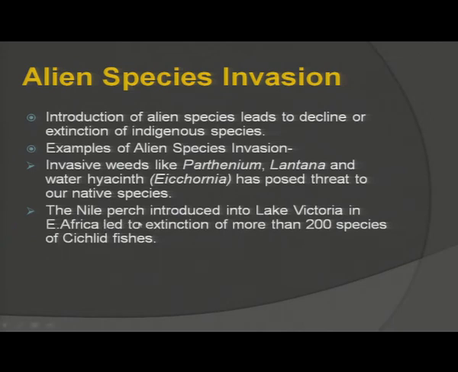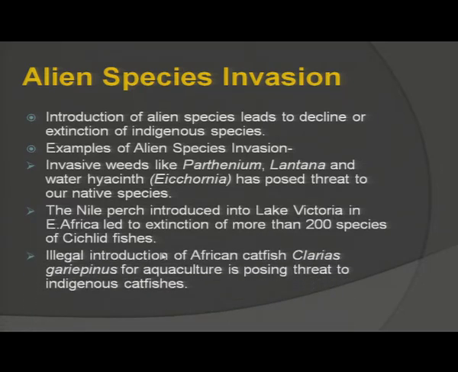Secondly, the Nile perch introduced into Lake Victoria in East Africa led to extinction of more than 200 species of cichlid fishes. The Nile perch was a predatory fish which was introduced into Lake Victoria and it led to extinction of so many cichlid fishes, the smaller fishes.